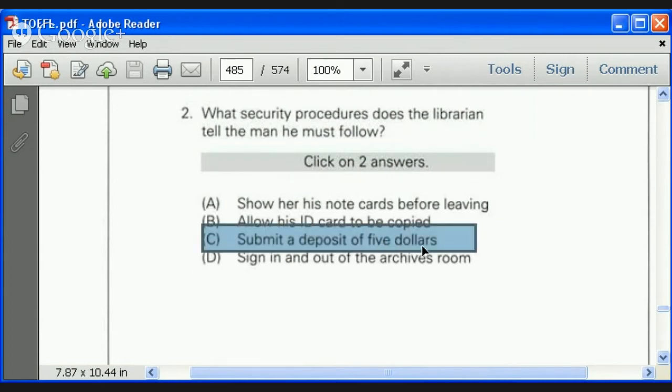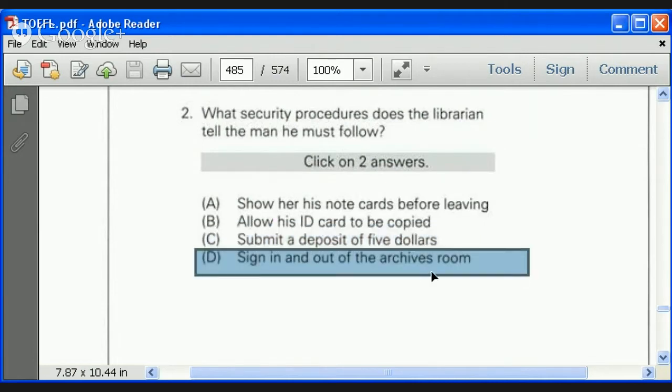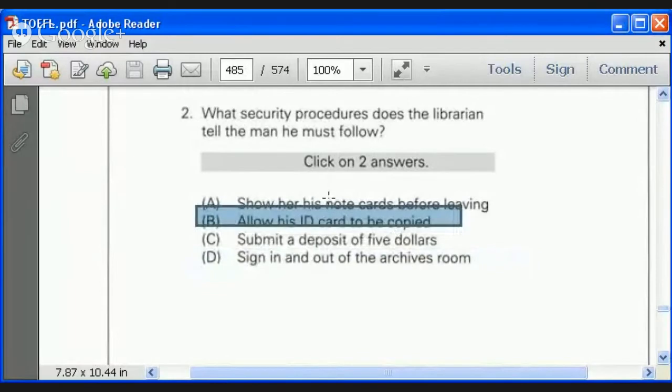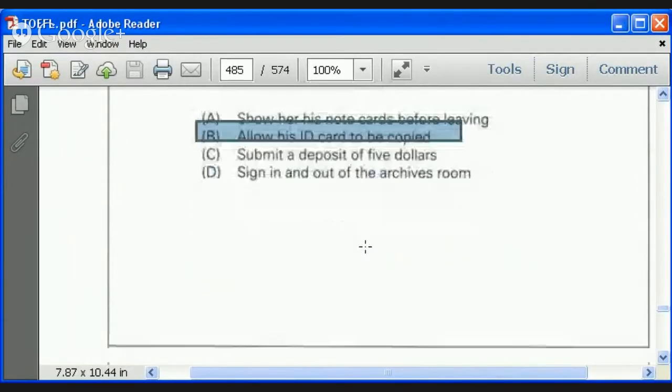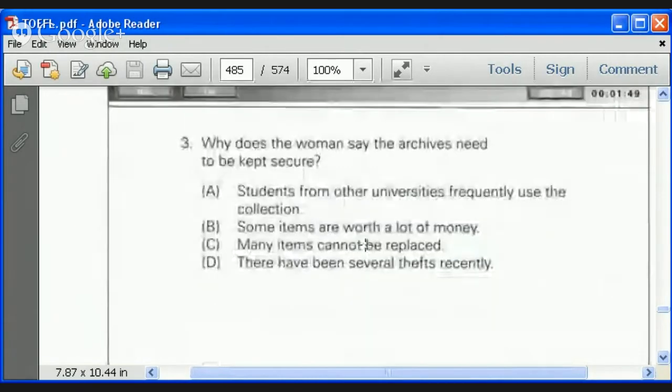Submitted deposit of $5. That is if he wants a scan. Also in my notes, scan equals $5. Sign in and out of the archives room. Yeah, sign in/out was in my notes under ID. Boom, boom, simple. Can't really overestimate the value of being able to take good notes.